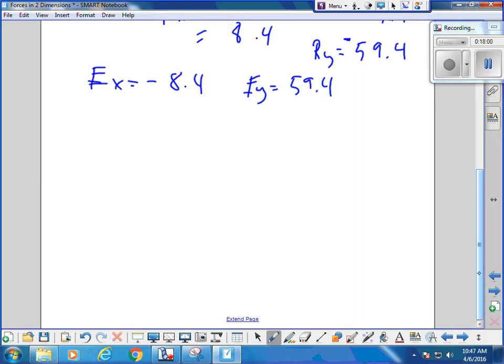Minus 8.4 is this way, 59.4 is up, so it's going to be like a little bit this way and a lot that way. Like so.